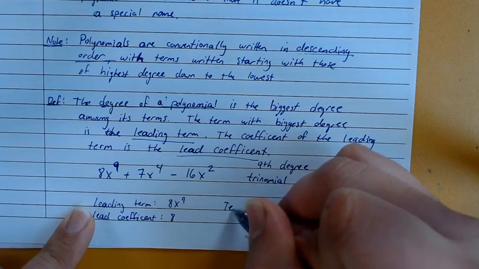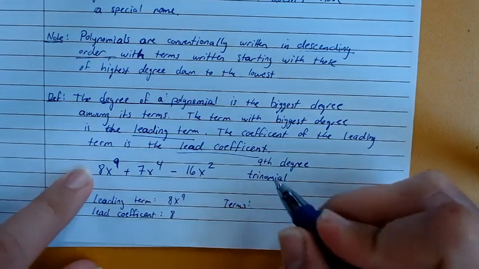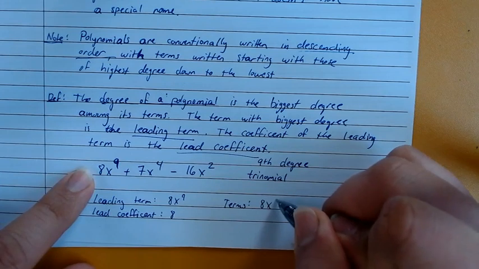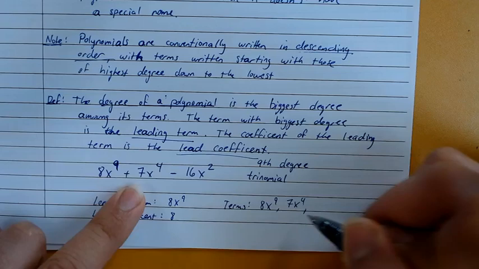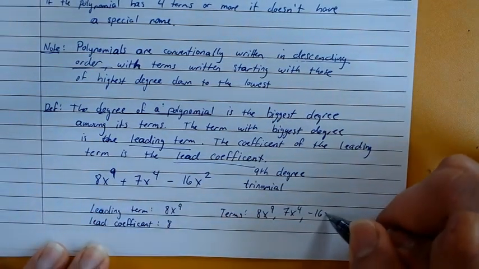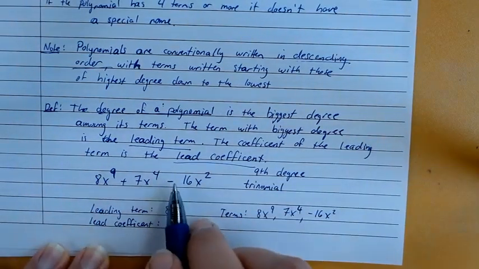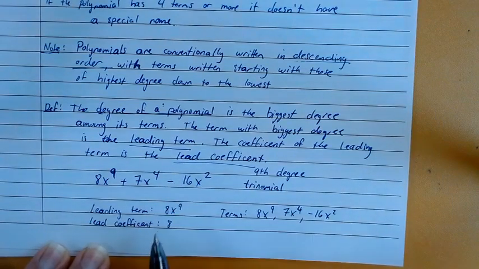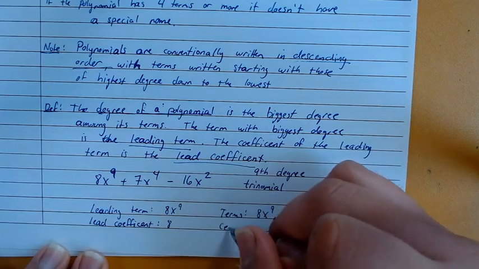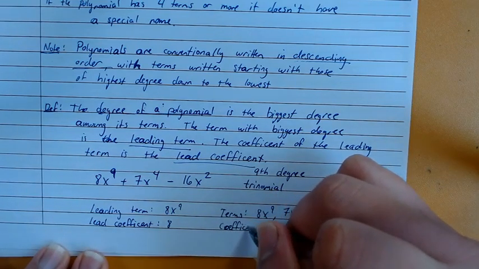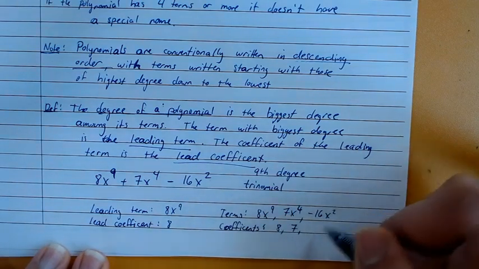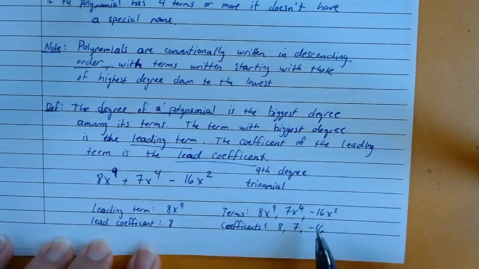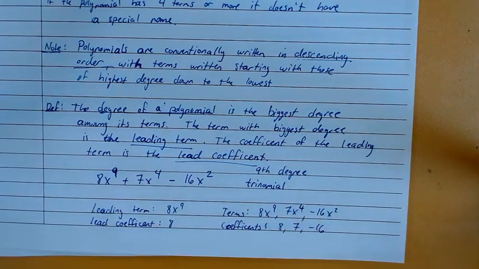However, the remaining terms, so here I'm just going to list all the terms. We already have the leading one, 8x to the 9th. The next term is 7x to the 4th. The last term is minus 16x squared. Remember, whenever it's minus, that's because that minus came with the term. Otherwise, it would be plus. Here, the coefficients of these terms are these numbers in front, the 8, the 7, and the minus 16. Again, the negative is part of that number.